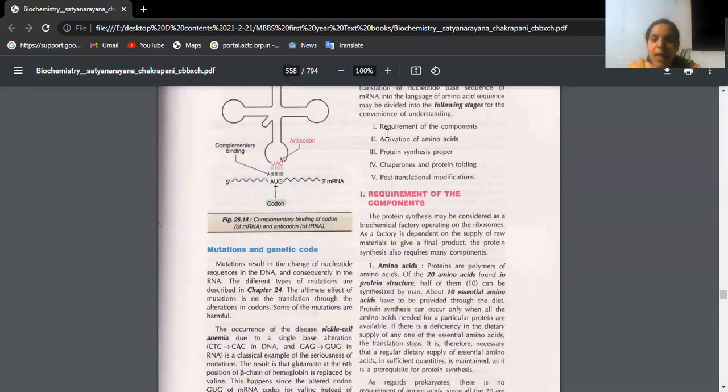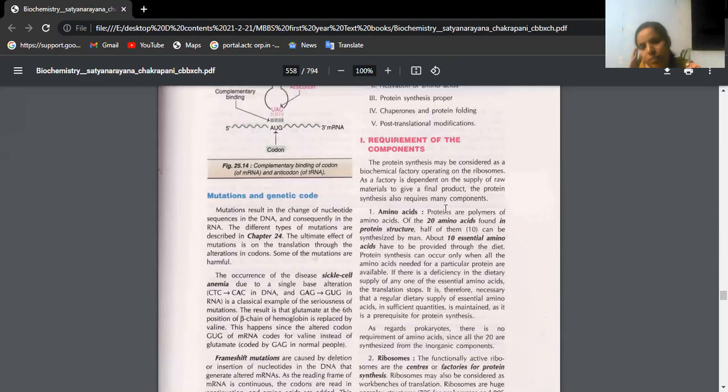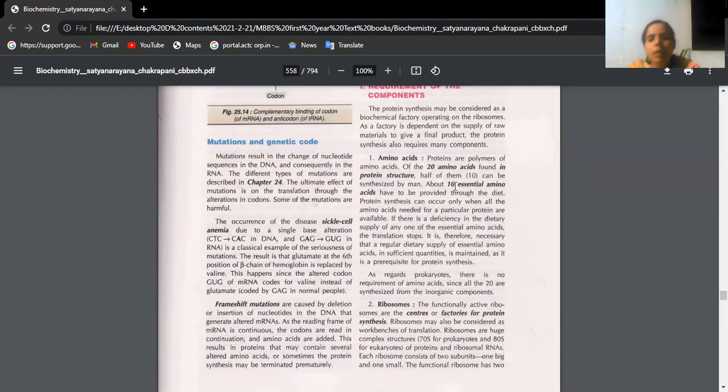It has certain steps: requirement of the components, activation of amino acids, then protein synthesis proper, and chaperones and protein folding and post-translational modifications. Now let us start with the requirement of components. Obviously, for the synthesis of proteins, what do we require? We require amino acids. How many amino acids are there? 20 amino acids, of which 10 are essential, like we study in the chemistry part. PVT TIM HALL is the code to remember the essential amino acids.